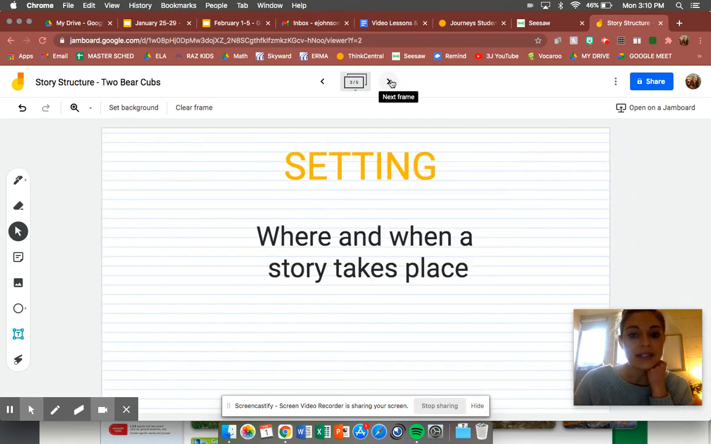Now, we also have the setting. The setting is where and when a story takes place. So it might take place in a forest, it might take place at a school, a story might take place in somebody's kitchen. So that's really important to know where, but also when. Some stories happened a long time ago in the past. So it could be taking place in maybe 1950 or 1960. So it's also important to know what year the story takes place in. And some stories don't tell us when they take place, but we almost always know where they take place.